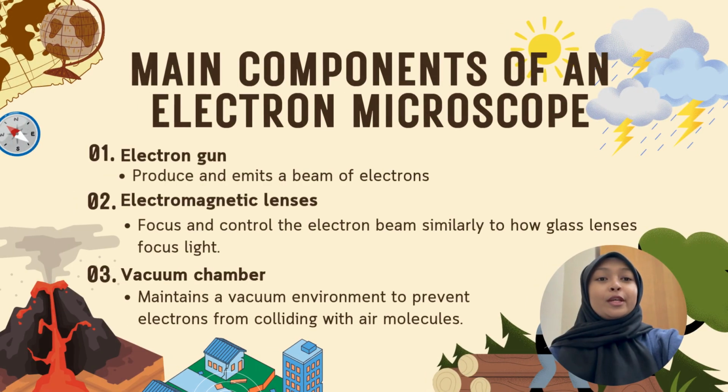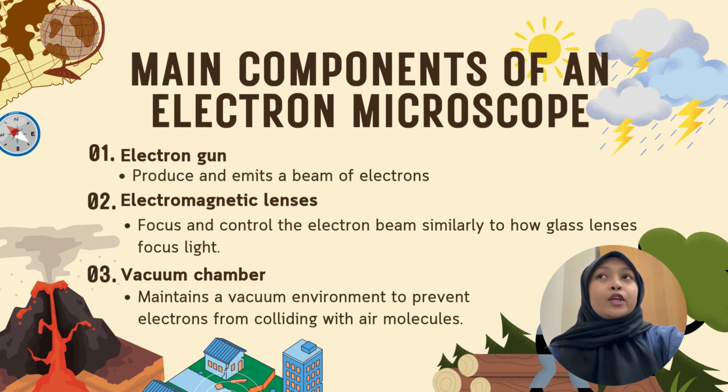Now, let's move on to the main components of an electron microscope and their functions. The first component is the electron gun, which generates and emits a beam of electrons. This beam acts as the source of illumination for the microscope. The second one is electromagnetic lenses. These lenses use magnetic fields to focus and control the electron beam, similar to how glass lenses focus light in an optical microscope.